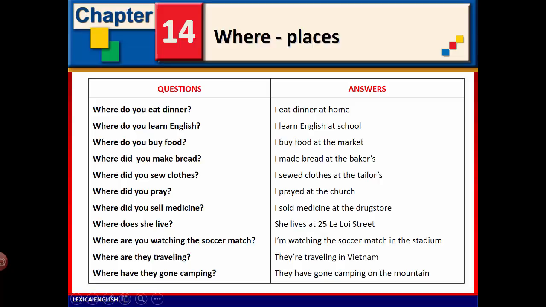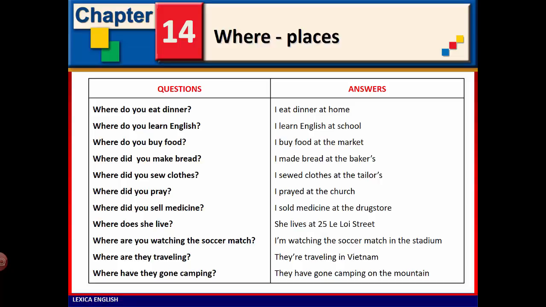Where do you learn English? I learn English at school. Where do you buy food? I buy food at the market. Where did you make bread? I made bread at the baker's. Where did you sew clothes? I sew clothes at the tailor's.